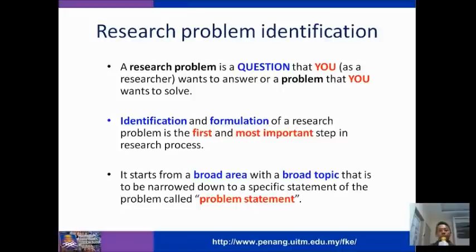Okay, by now I expect you to understand what research is based on the scientific method, the circle just now. Now it is for us to understand what research problem identification is. A research problem is a question that you as a researcher want to answer, or a problem that you want to solve. But what does this mean? Refer back to the circle just now.